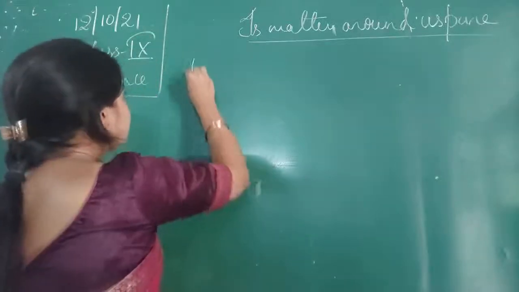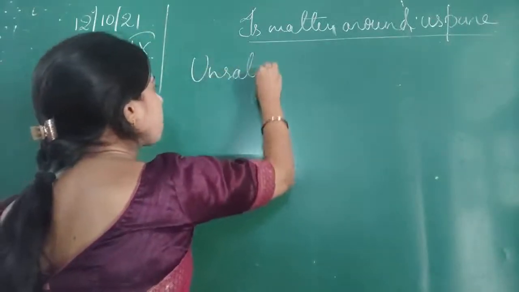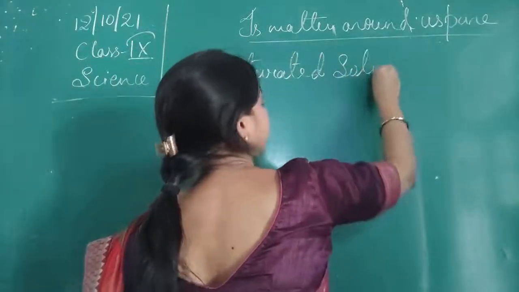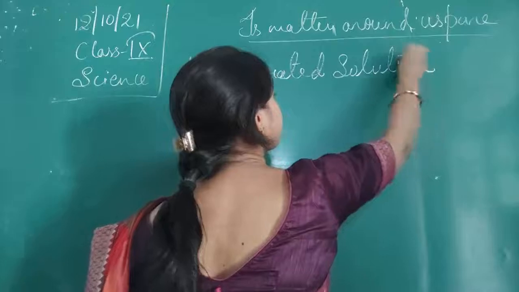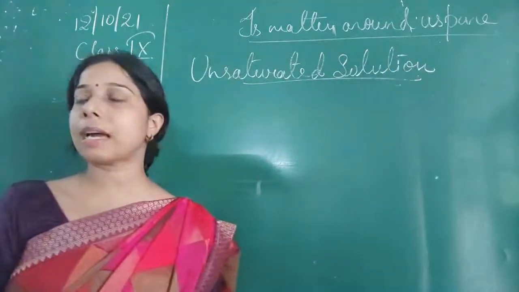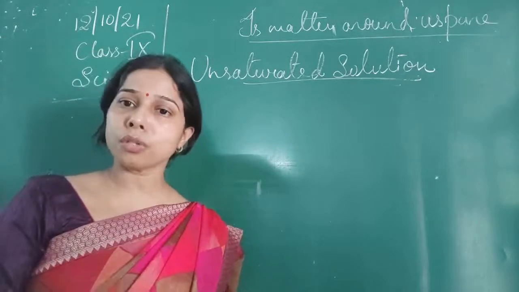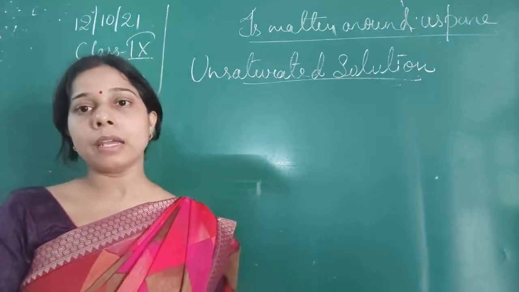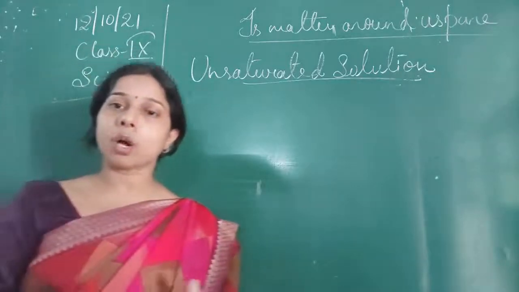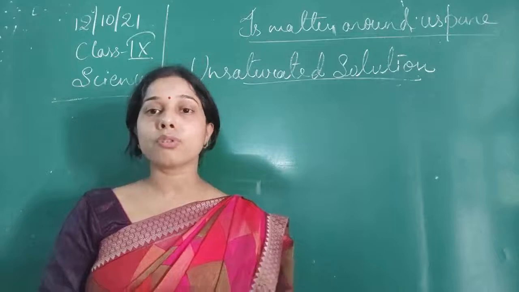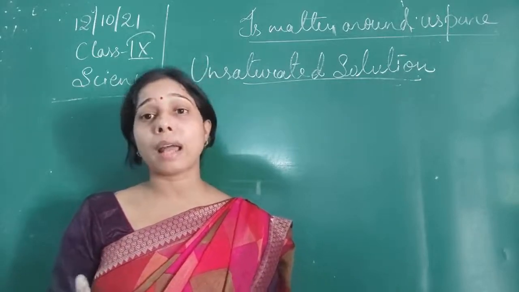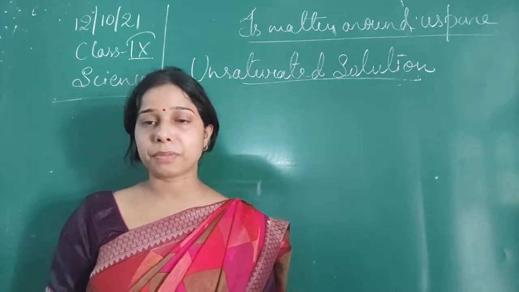Unsaturated solution. What is an unsaturated solution? An unsaturated solution is a solution in which solute can be added to the solvent so that the solute can easily dissolve in it. It means the solvent still has the capacity to dissolve the solute in it. That kind of solution is called an unsaturated solution.